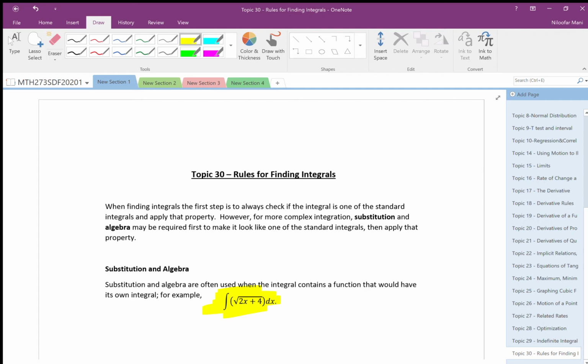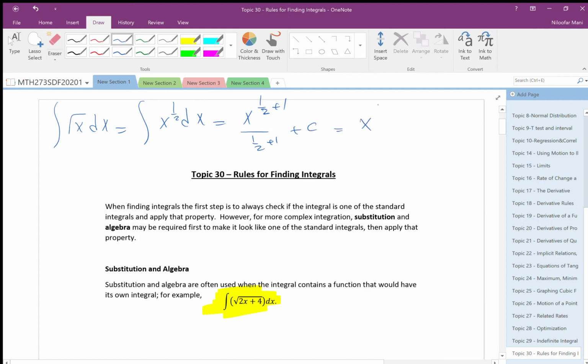In this case, I really don't know what to do, because if it was the integral of radical x dx, it would be the integral of x to the power 1/2 dx, which is x to the power 3/2 divided by 3/2 plus c, which is 2 over 3 root of x cubed, plus c. So if I have just x, I can answer.